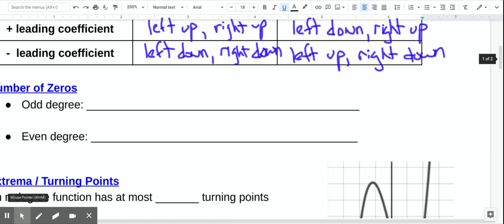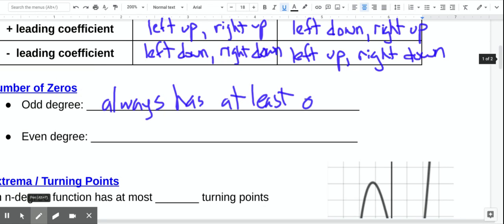Now, one other thing that I want you to notice once we get to a place where we can actually see this is about the number of zeros. An odd degree function is always going to have at least one. And that's because its end behavior is opposite. It's always left down, right up, or left up, right down. So since the end behavior is always opposite of each other, that means it has to cross the x-axis at least once, okay? So it might look like that, and it only crosses once, but it does cross.